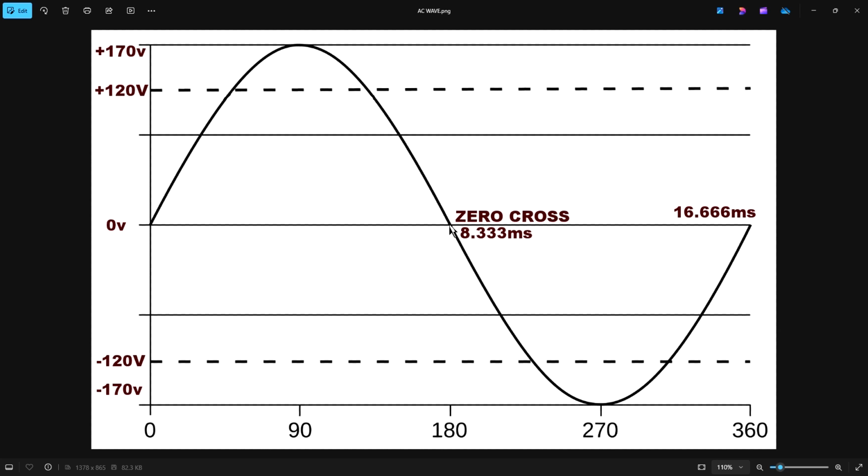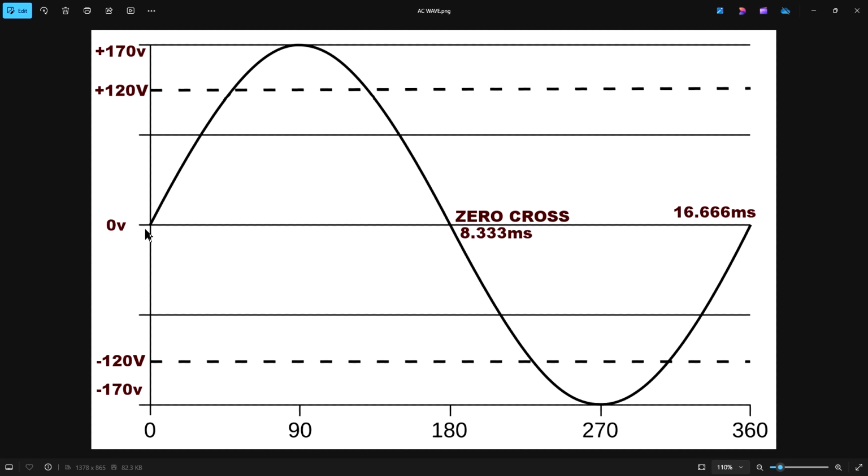Then we begin what we call the negative side of the sine. We head down, repeating the same thing with the opposite current flow. And we end that at the 360 degree point at 16.666 milliseconds. Now, if you multiply this by 60, you'll get 1,000 milliseconds, which is 1 second. So 60 times a second, we see this waveform.